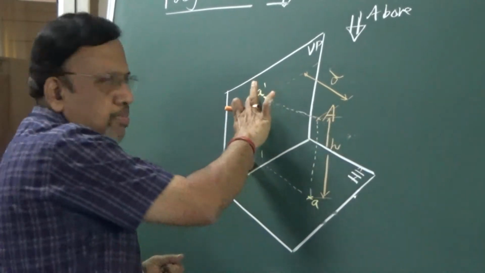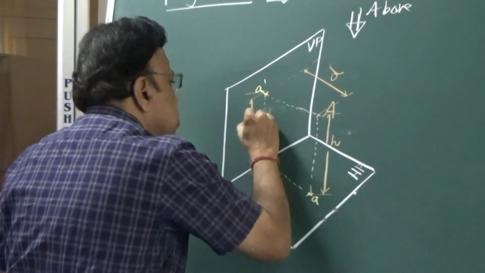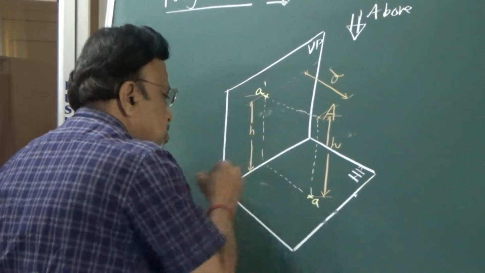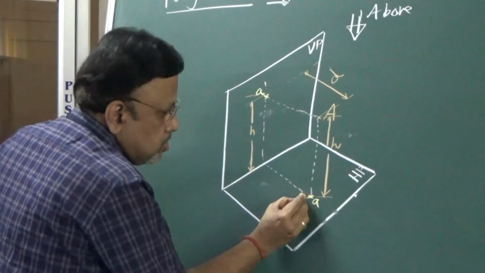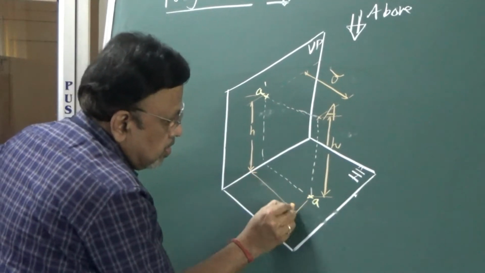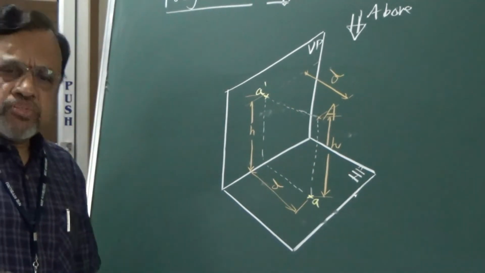Because this distance is the same as this distance, we say that this distance is the h distance. This is h distance, and similarly, this is the d distance. Now, what am I supposed to do now?